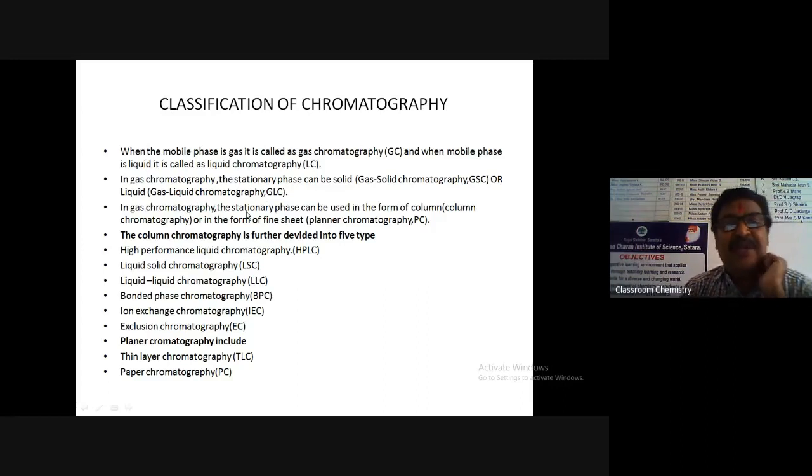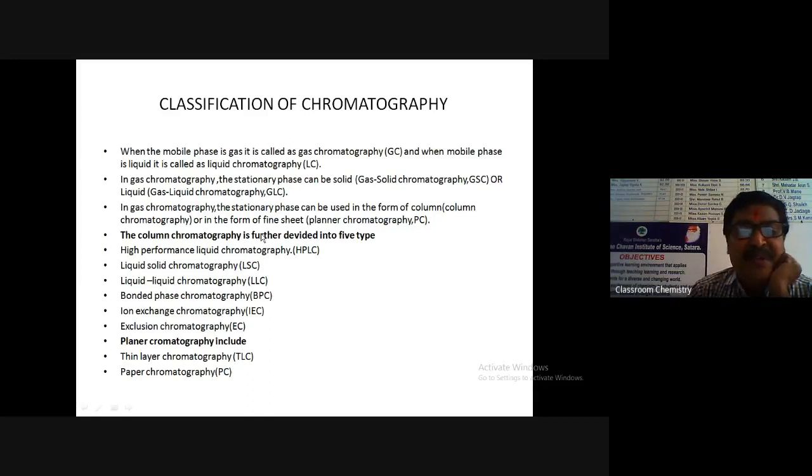In gas chromatography, the stationary phase can be used in the form of a column. Hence, it is known as column chromatography, or in the form of a fine sheet. Hence, it is known as planar chromatography. So whenever there is a use of a column in gas chromatography, it is known as column chromatography, and when there is a use of a fine sheet, that is known as planar chromatography.